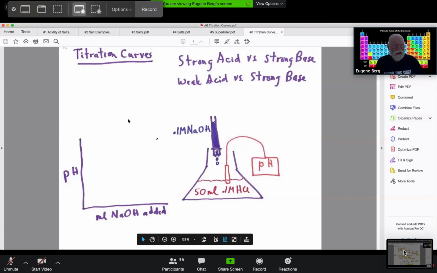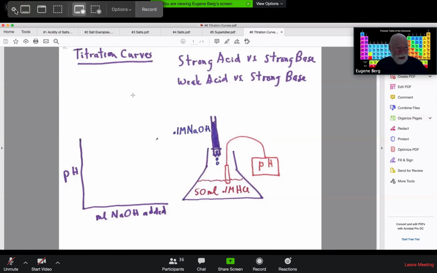Okay, we're now finished with the acidity of salts, and I will give you a homework assignment later dealing with them. We're now going to get into one of the most important topics in acid-base theory, and that is something called titration curves. And it's going to take us actually 2 lectures to get through them.